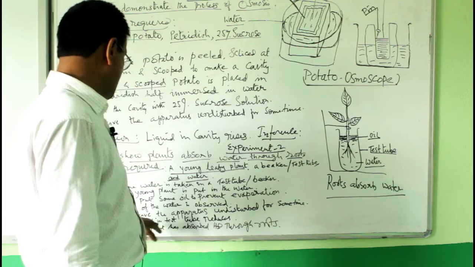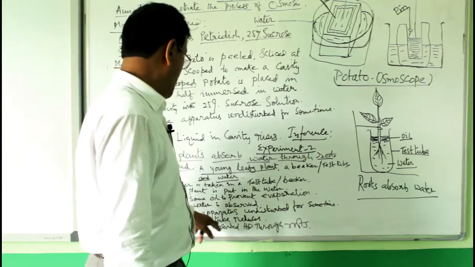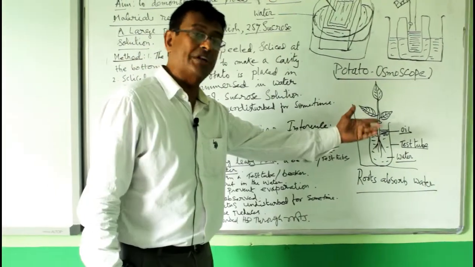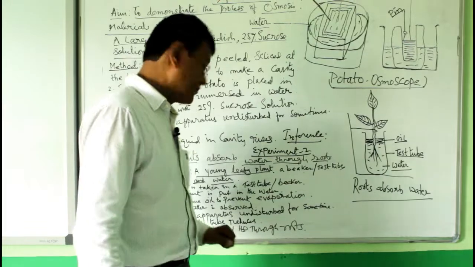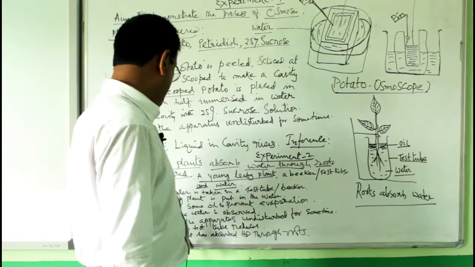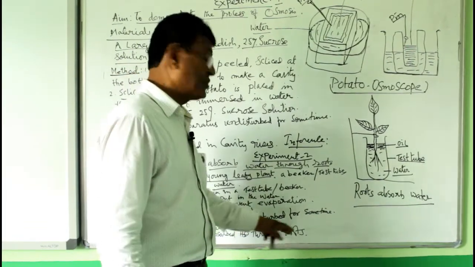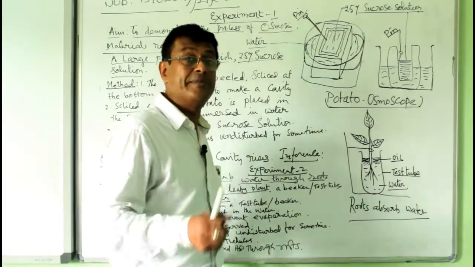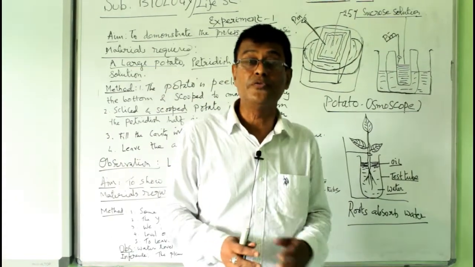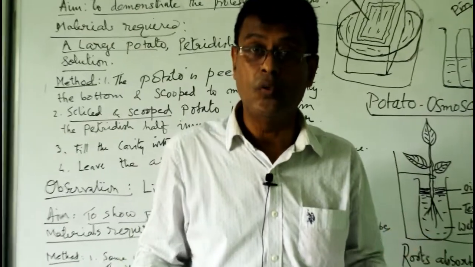So in observation, the level of the water in the test tube, here it is the test tube, but you can take a bigger one, is observed, and the plant has absorbed the water through the roots. So this is an experiment to show how the roots absorb the water.